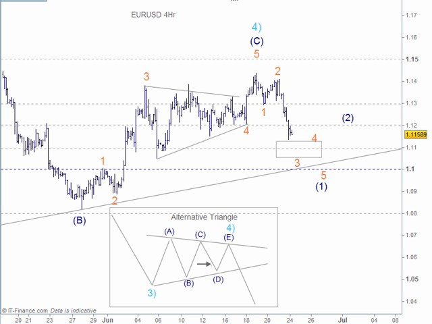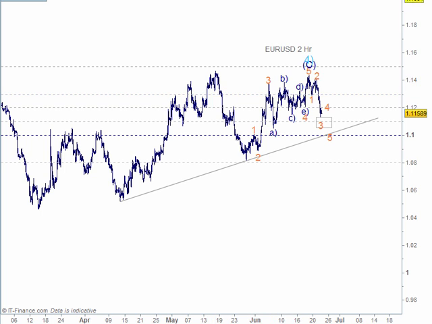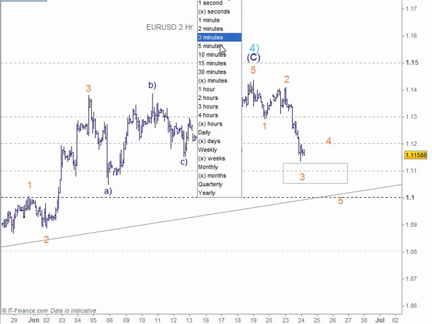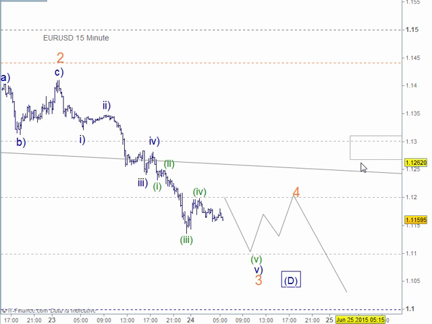Okay, so just drilling in here, and we'll look at the 2-hour chart, but I think we really need to go into the 15-minute chart here for this. So yeah, that's not really giving us much, is it? So let's go in here, and now we're getting somewhere. So we'll just focus on this wave 2 here.